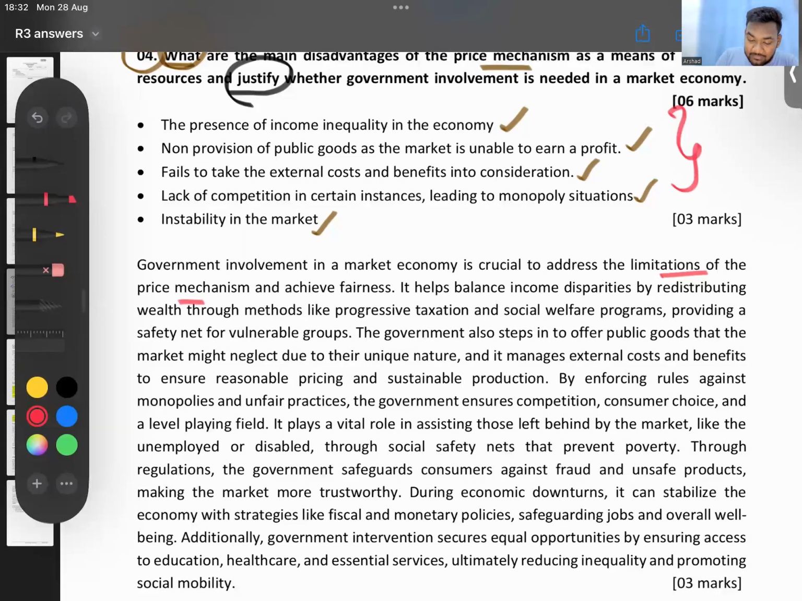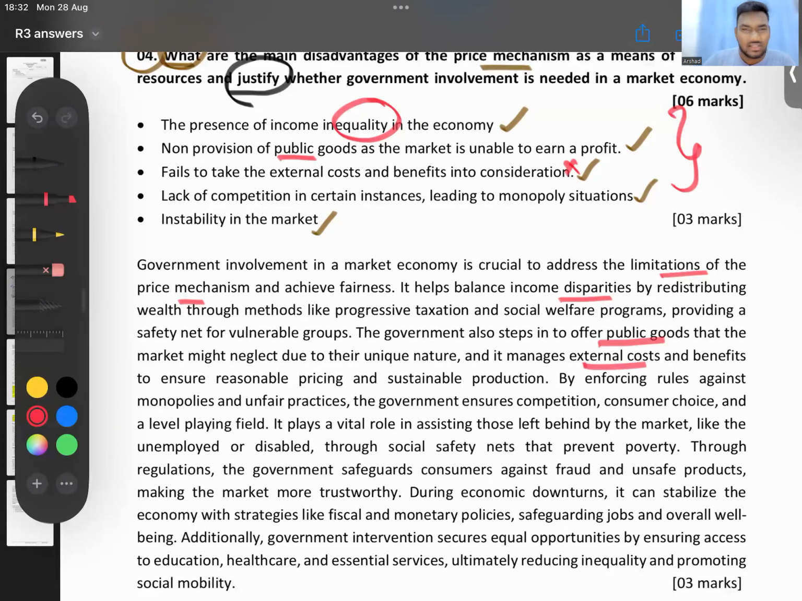One is to help with income inequality. It helps balance income disparities. So government will come, they'll charge progressive taxes, right? That's one reason why the government should be there. Then these public goods and stuff that the market economy doesn't provide, so government has to come and offer these public goods. Then the market economy doesn't consider these external costs, so government has to come and take measures to manage these external costs, right?